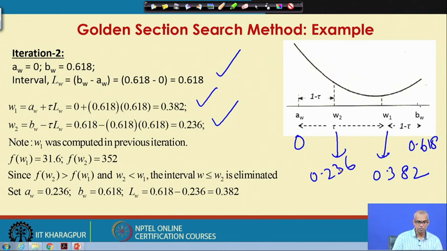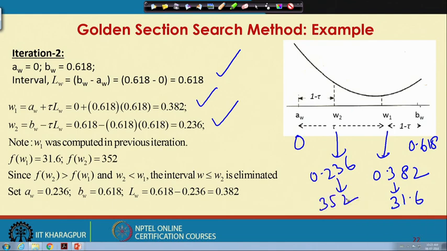Again evaluate the functions. At w1 the function value is 31.6, and at w2 the function value is 352. Now, w2 is less than w1 and its function value is greater. So, definitely the minimum cannot lie from a_w to w2. So, we set a_w as 0.236 and b_w equal to 0.618 in the next iteration.